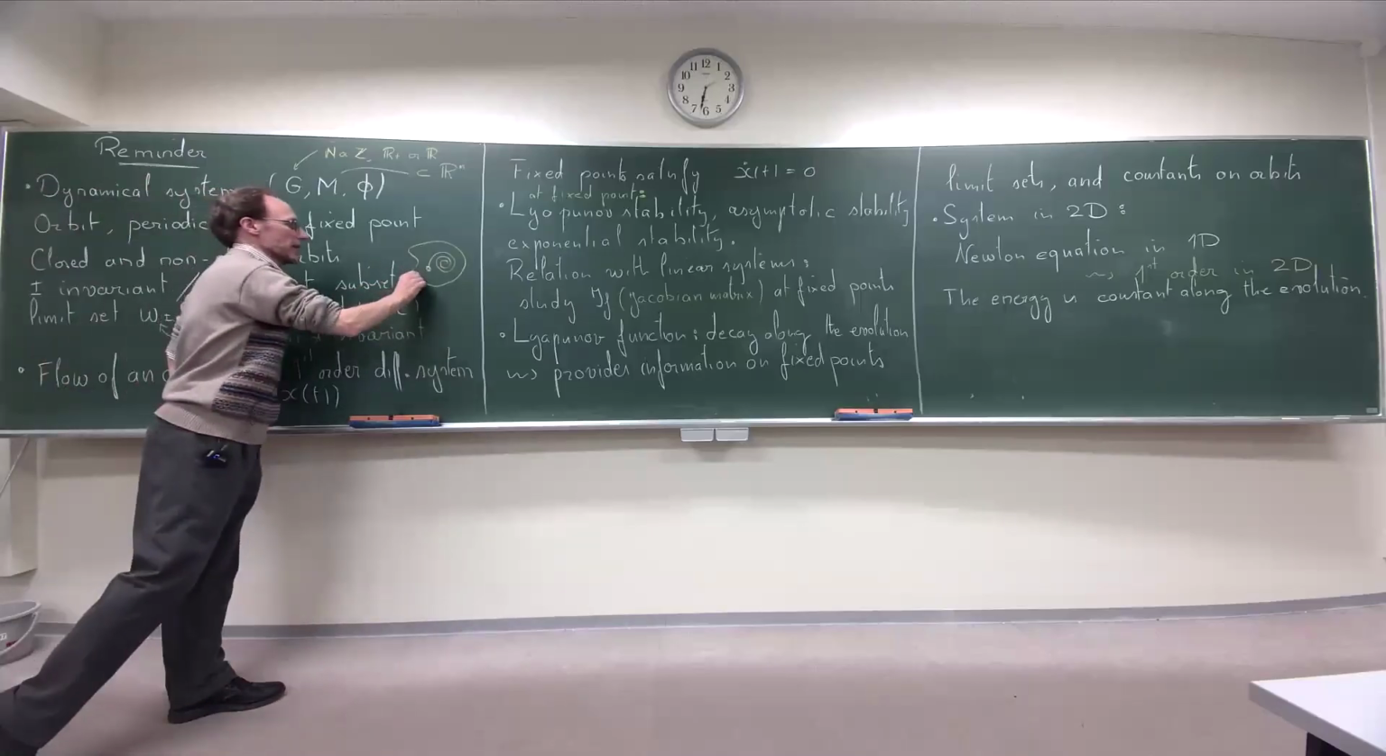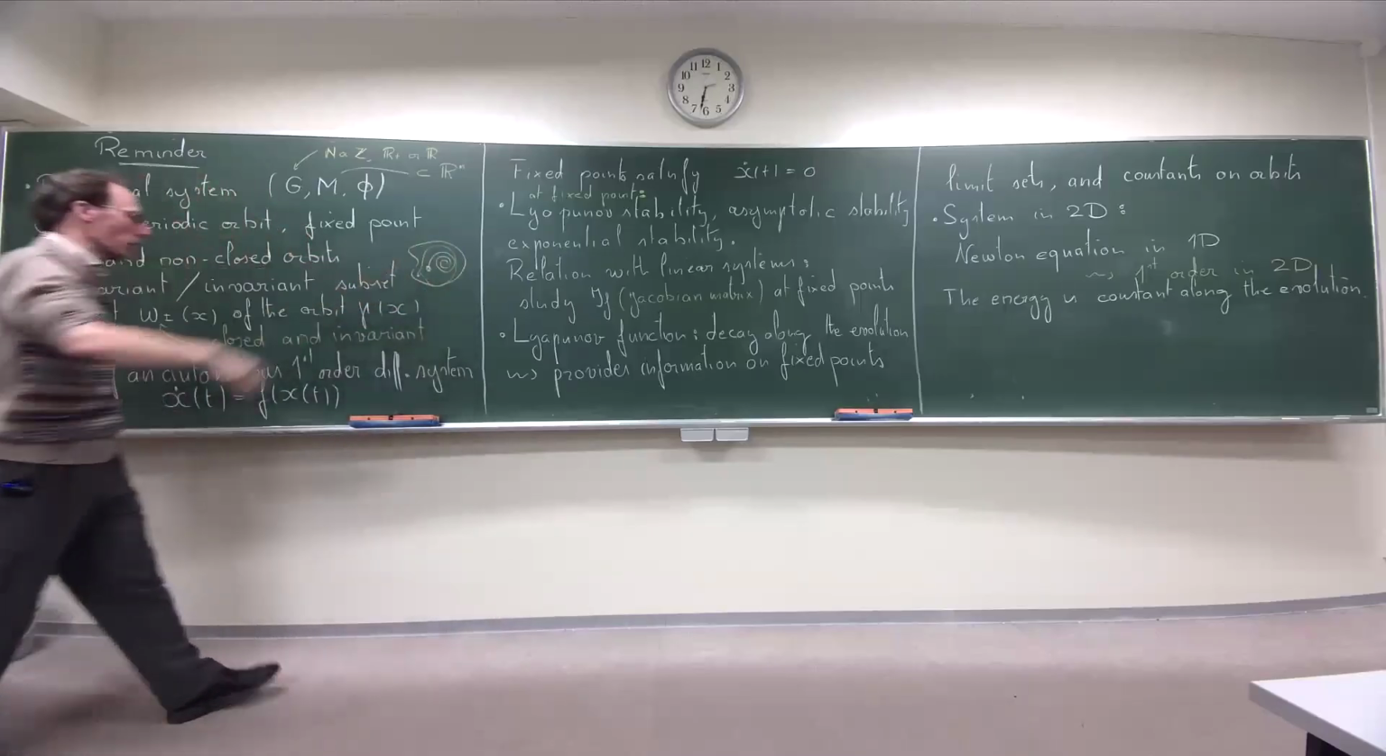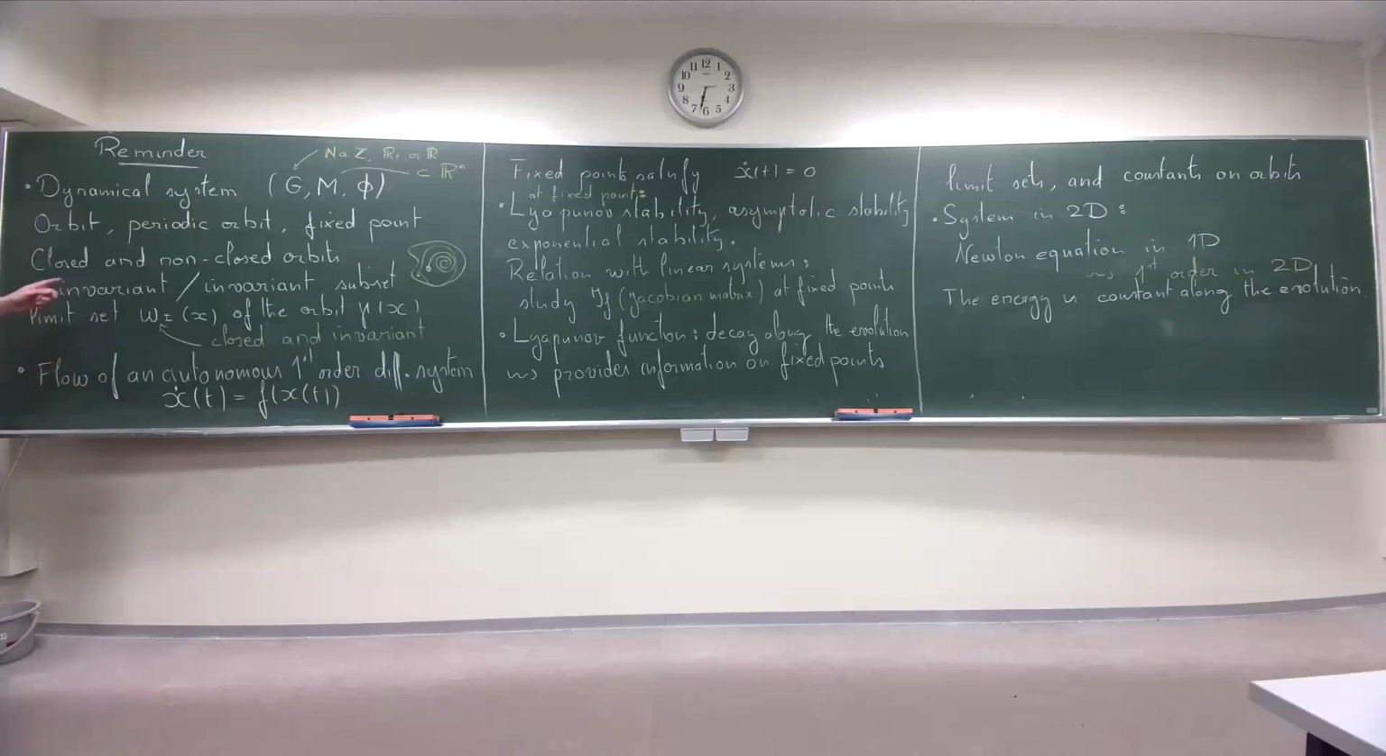So an invariant set contains the evolution of all its points, either for the plus direction of time going to plus infinity or minus infinity or both. We also define the notion of limit set, which is in a sense the boundary of an orbit at infinity. We will see some examples. And it turns out that the limit set of an orbit is a closed and invariant subset.